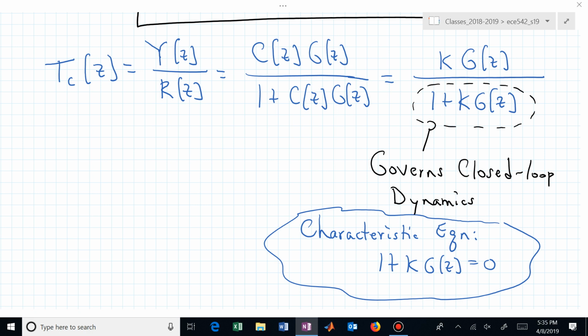And that can be satisfied for all these K values from 0 up to infinity. If you wanted to iteratively determine different closed loop poles for different values of K, you could plug in different values of K and find the roots or the values of z that cause that to be true.